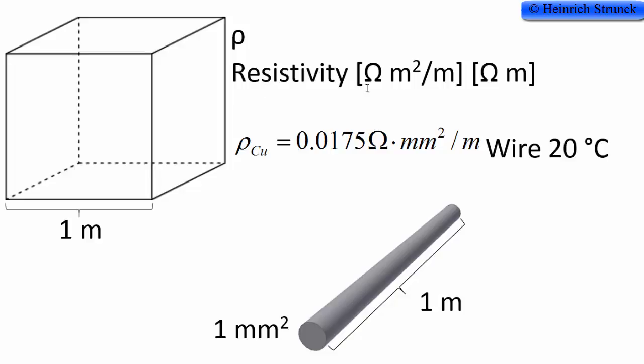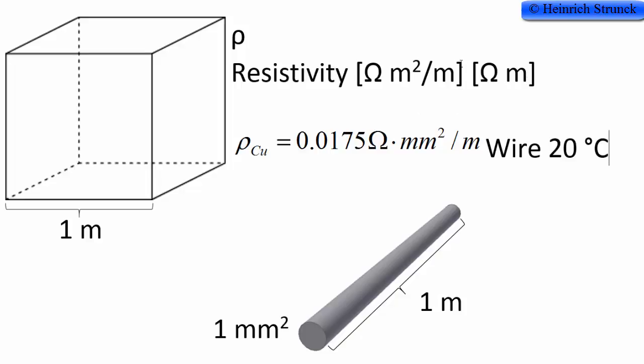The resistivity has the unit ohm square meter per meter. It means the resistance of a cross section of 1 square meter and a length of 1 meter. And this unit can be changed to ohm meter. We can see that meter we divide by meter, it gives us just mathematically ohm meter.